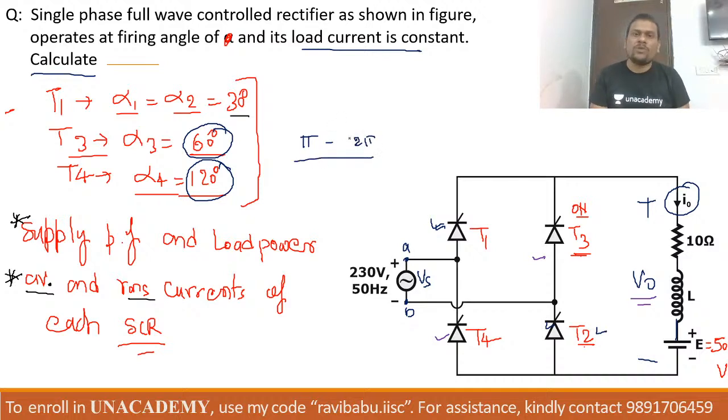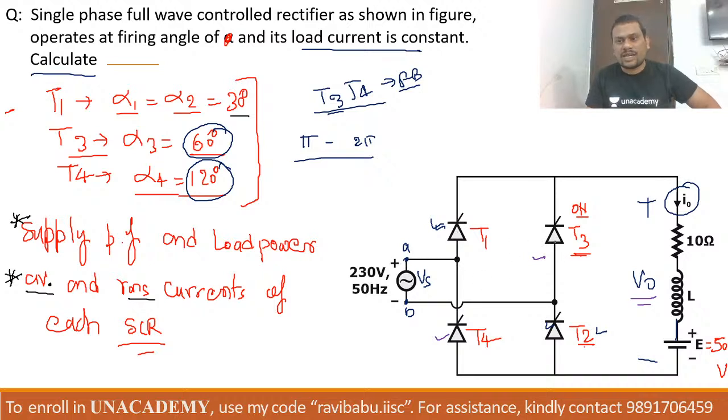In the range of pi to 2 pi, your SCRs T3 and T4 are forward biased, because this polarity will change. You know very well how. Now T3, T4 are forward biased, and we want to trigger our T3 after 60 degrees of pi. So pi plus 60 is nothing but 240. So after 240, when you trigger T3, your T3 will complete the pair with T2. And now T4, we want to trigger at 120 degrees. It means 180 plus 120 is 300 degrees. So T4 will trigger at 300 degrees, and T3 will trigger at 180 plus 60, 240 degrees. Okay, this is the way.